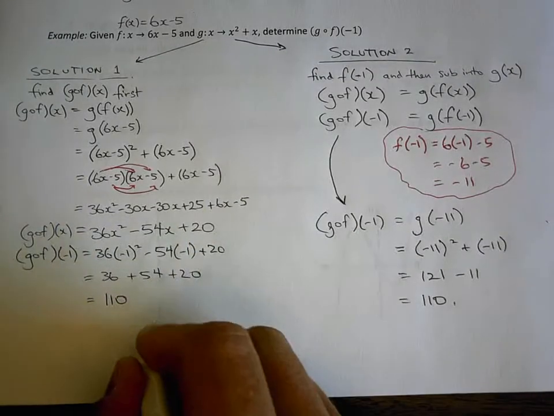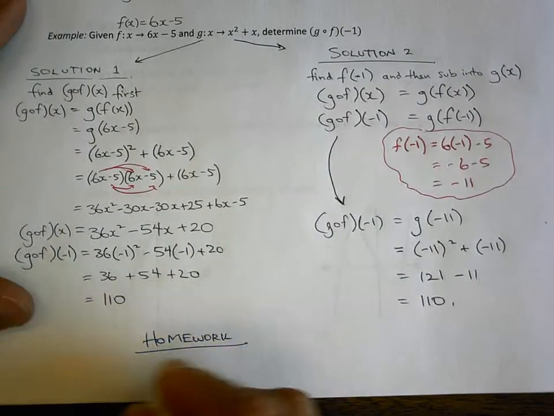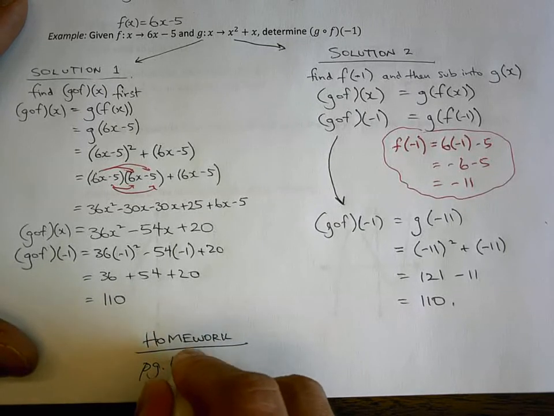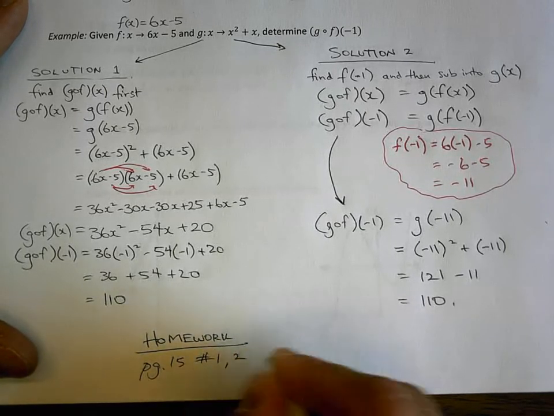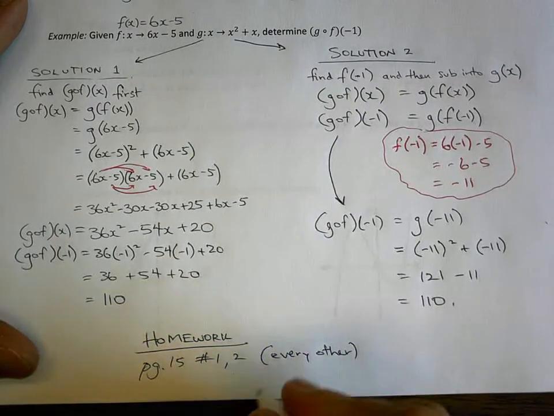Your homework for this short little section is page 15, number 1, 2, every other, and number 3 to 6.